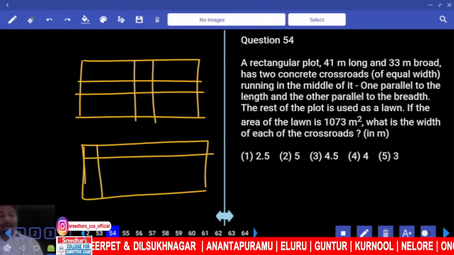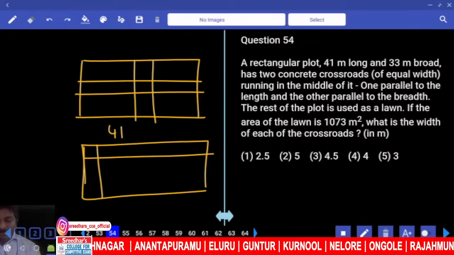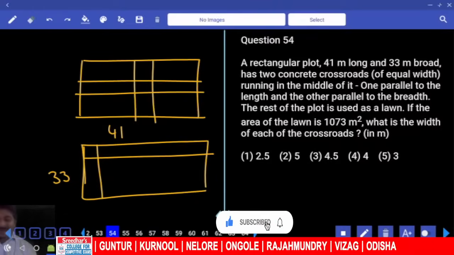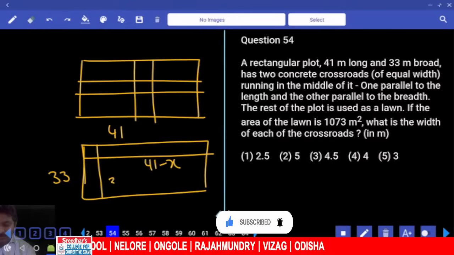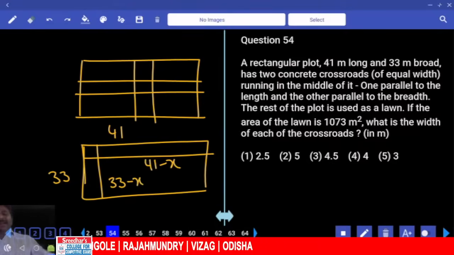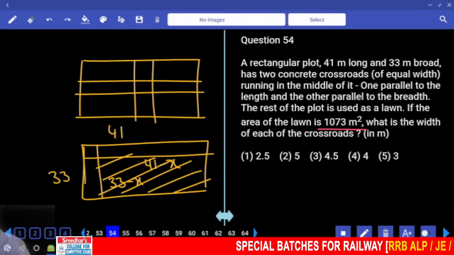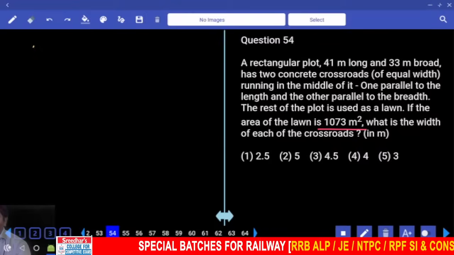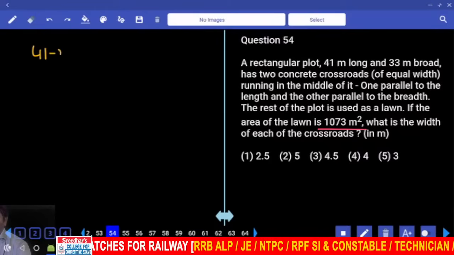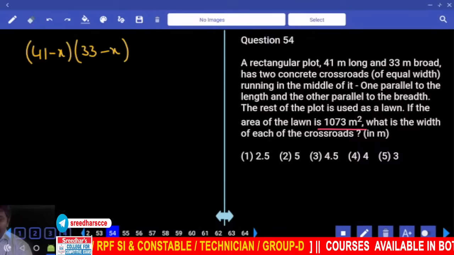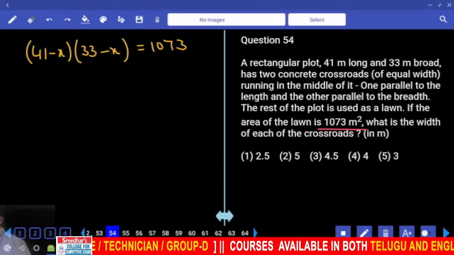Right. And now the question is about width of the road. Outer rectangle measurements are 41 and then 33. If width is treated as x, inner rectangle measurements are going to be 41 minus x, 33 minus x. Inner rectangle area is going to be length into breadth, 41 minus x into 33 minus x. And that itself is the lawn, right? This shaded area is lawn. So we already know lawn area which is 1073. So 41 minus x into 33 minus x is equal to 1073. You have to solve and get the value of x.